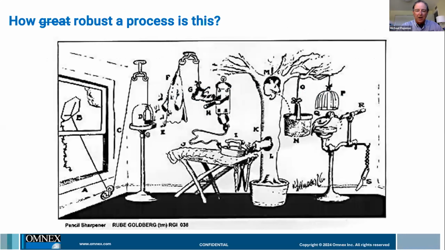Anyone ever get a product or a process that looks like this? How robust a process is this? In case you can't tell by first look, although it does show down here at the bottom left, this is your pencil sharpener. Have you ever felt like you were in a system that looked like this? Have you ever asked the question, can we make it any more complex? Just to set the stage, this is how it feels sometimes being in manufacturing, trying to make some product that you have to go through something like this. Again, this is a pencil sharpener.